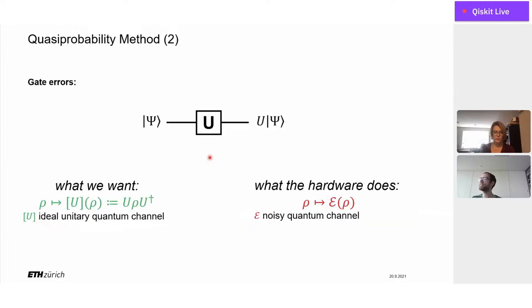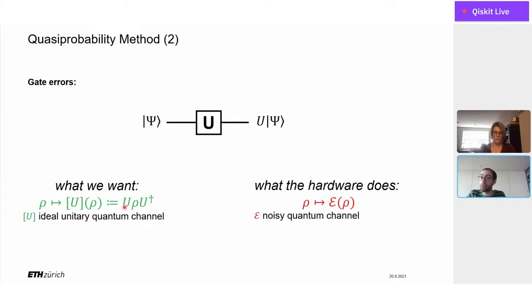So for this purpose, let's consider pretty much the simplest setting for the quasi-probability method. We have some gate U somewhere in our circuit that we want to error mitigate, right? Ideally, this gate U should take pure states psi and map them to states U times psi, right? But in quantum computing, when noise is involved, the language to describe the time evolution of the state is the language of quantum channels. So the gate that we have in our circuit, ideally, if we had a perfect quantum computer, the evolution of the state should be described by this ideal unitary quantum channel, which I denote by brackets U, which is written down here.